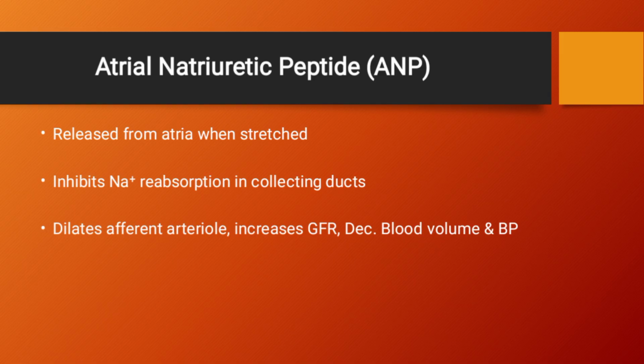Then next hormone is atrial natriuretic peptide, ANP. ANP is secreted by atrial cells when blood volume is high and atria are stretched. It reduces sodium reabsorption in the collecting ducts, increases glomerular filtration rate by dilating the afferent arterioles, and ultimately decreases blood volume and pressure. It acts as a counter-regulatory hormone against the renin, angiotensin, aldosterone system, and antidiuretic hormone.